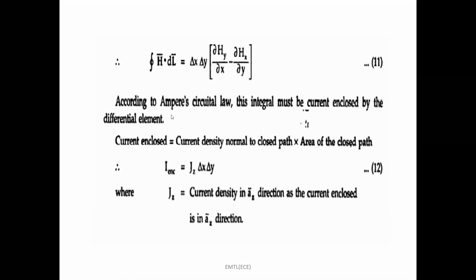But according to Ampere's circuit law, this line integral of H bar is equivalent to the current I. We have also expressed the current in terms of current density as current density into area. Here the current is passed along the z direction, so that is why we have to write the suffix z for the J.